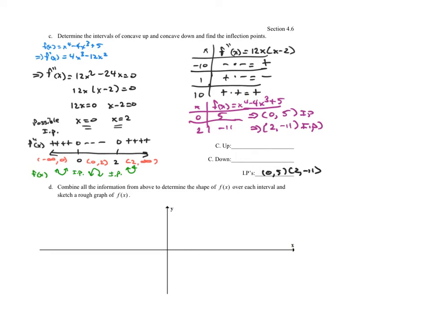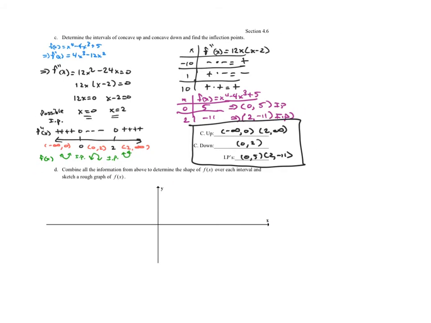Concave up was any time where that second derivative was positive. That was on 2 intervals, the first interval being negative infinity to 0, the second interval being 2 to infinity. Concave down, that's any point in time where the second derivative was negative, and that was on the interval 0 to 2. So now I've analyzed the second derivative and gotten all the information I can: intervals of concave up, concave down, and inflection points.